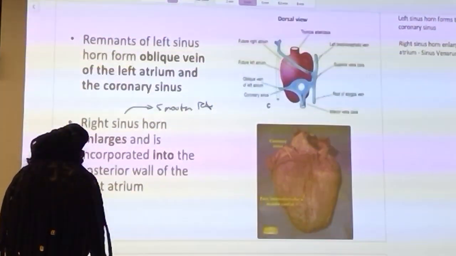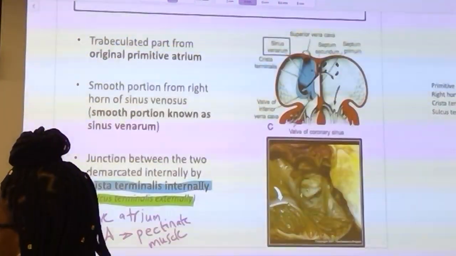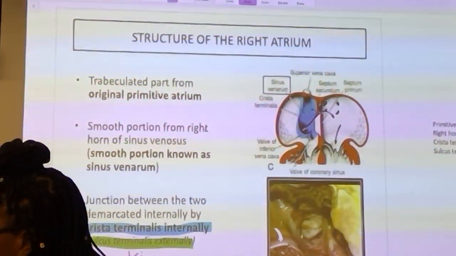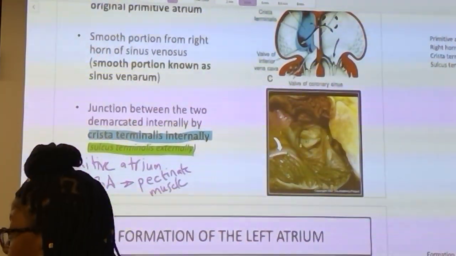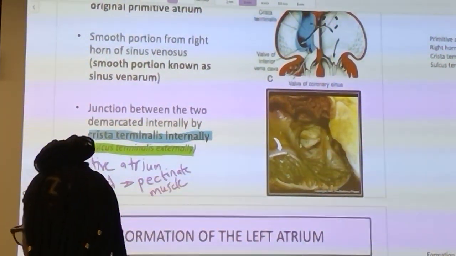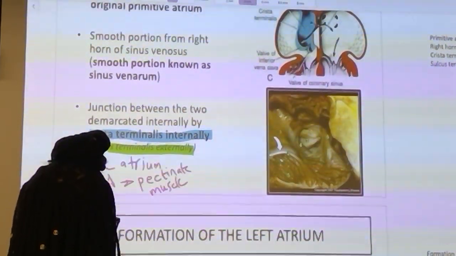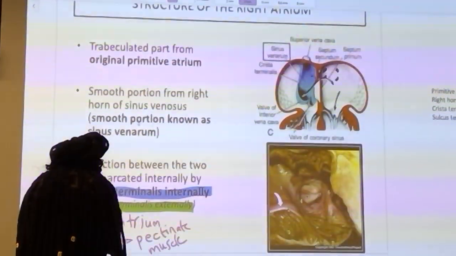Maybe we can talk about that. Okay, just know that the crista terminalis is what separates the smooth and rough portions of the right atrium. So that's inside the heart, and what's outside the heart, it's called sulcus terminalis.